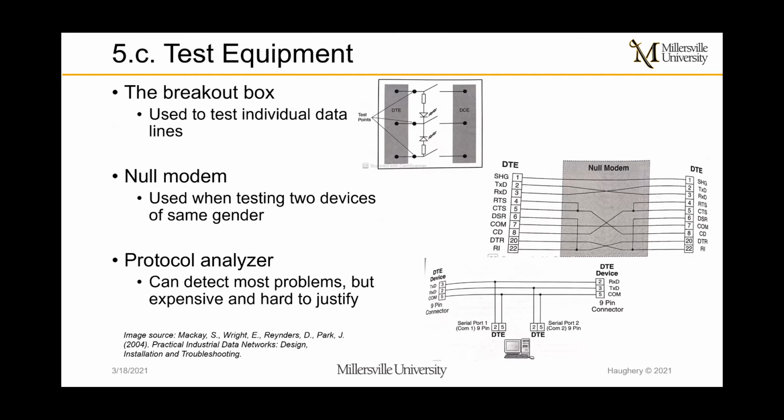So here's multiple test equipment that they use to test these systems. We have the three most important ones here. The first one is the breakout box, in which you see a little diagram of it there on the right. You can see the different test points on it. You can use a multimeter at the test points to detect the continuity for each line. Next up is the null modem. This is used when testing two devices of the same gender. So you can see over here on the right, this is testing a DTE for a DTE.